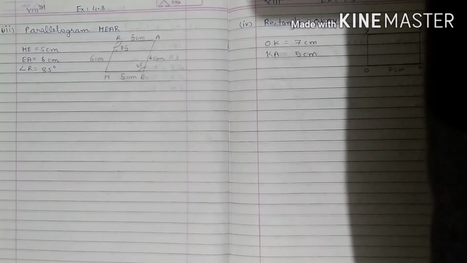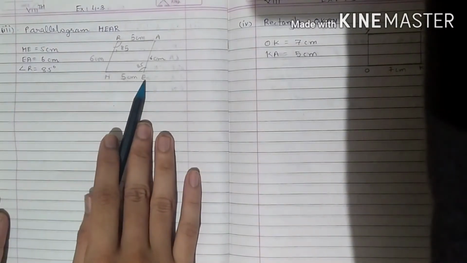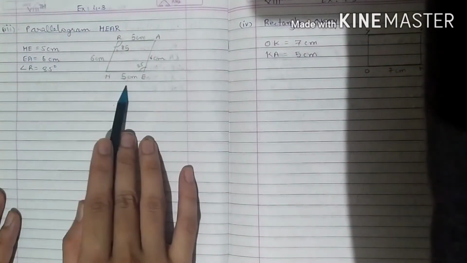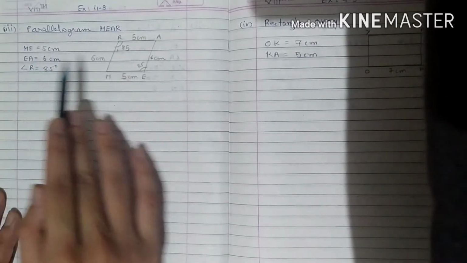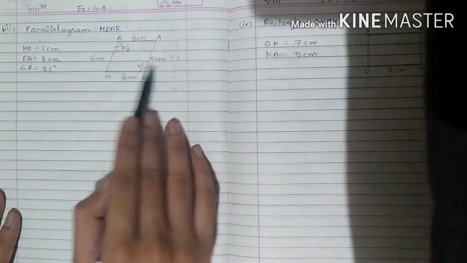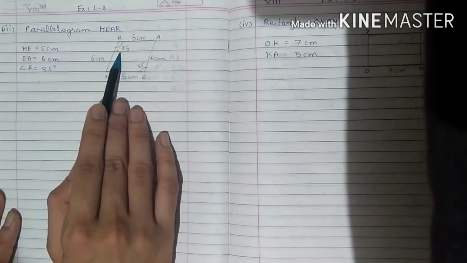Hello everybody. In this video we are going to see exercise 4.3 question number 3 of class 8. Parallelogram HEAR. I have already drawn a rough figure over here. HE is 5 centimeter, EA is 6 centimeter, angle R is 85.